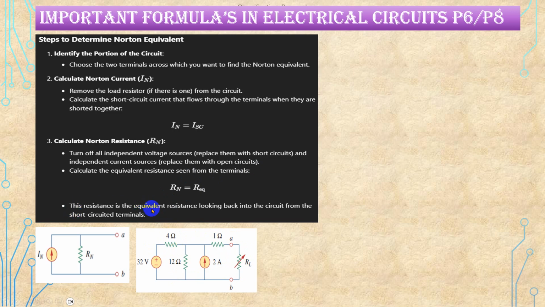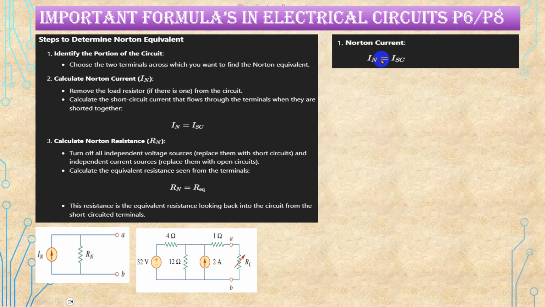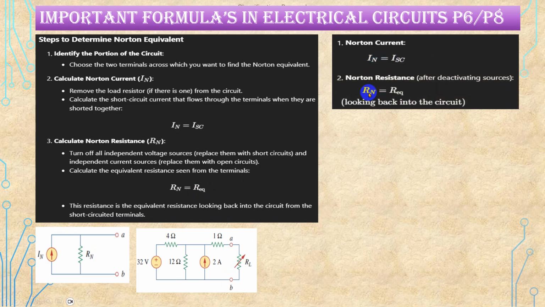Then this resistance is also called looking back into the circuit. It is nothing but the equivalent resistance looking back into the circuit from the short circuited terminals. So the RN equivalent is nothing but the same as what we call R Thevenin. Both are the same. So from this we can see IN is nothing but the short circuit current, and RN is nothing but the equivalent resistance looking back into the circuit, by opening the load resistance.